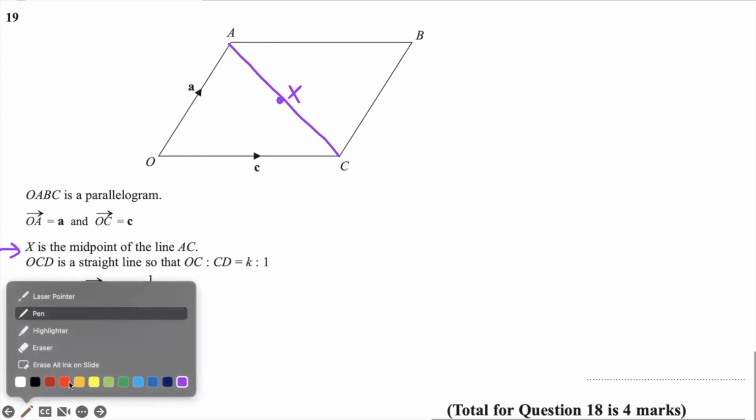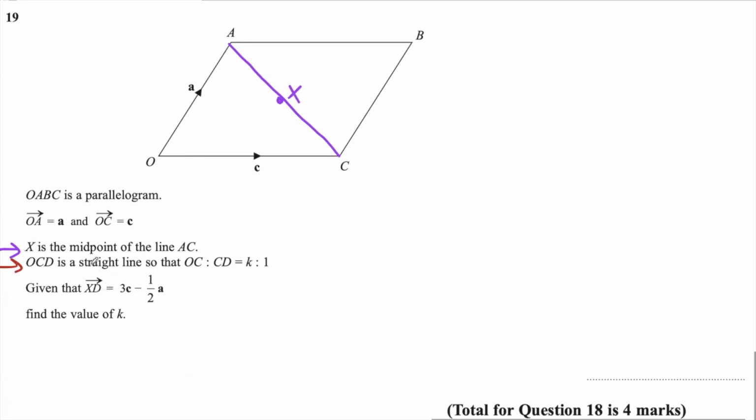The next point we're being told is OCD is a straight line, so that OC ratio CD is equal to K ratio 1, and we already have the line OC. Let me just extend that to make it OCD, and we're being told that OC ratio CD is K ratio 1. Next, given that XD equals 3C minus half A, find the value of K.